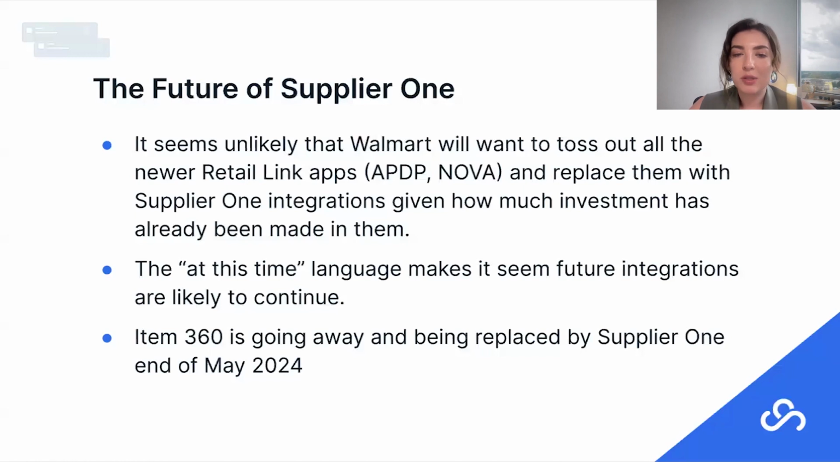And there is some language around at this time. So again, this is just inferring, but there could be future integrations and we're going to keep an eye out for those. And if you're not familiar, item 360 is going away and will be replaced by Supplier One at the end of May 2024. So that's fast approaching, since May is done in two weeks.